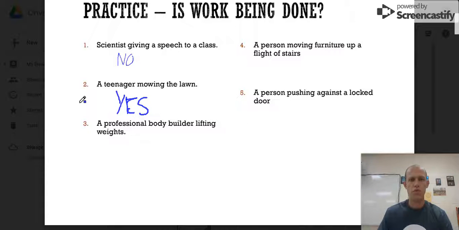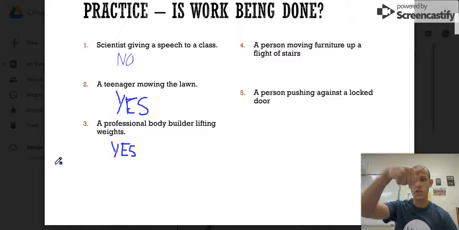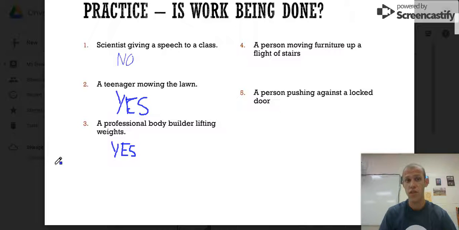All right. A professional bodybuilder lifting weights. The bodybuilder would be lifting the weights upward, and that means there's a force upward and they're moving upward, so there is work being done by the bodybuilder. There would be negative work being done by the force of gravity, though, because gravity's force would be pushing down while the weights are actually traveling up. So there's negative work being done by gravity, but positive work being done by the bodybuilder because his force and the displacement are in the same direction. Gravity is going opposite the displacement.